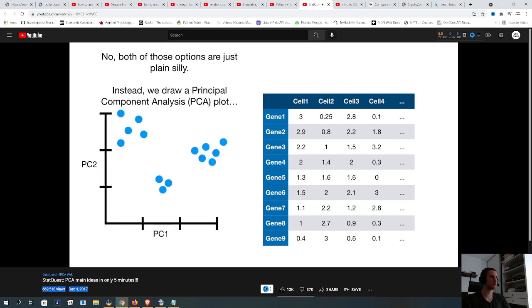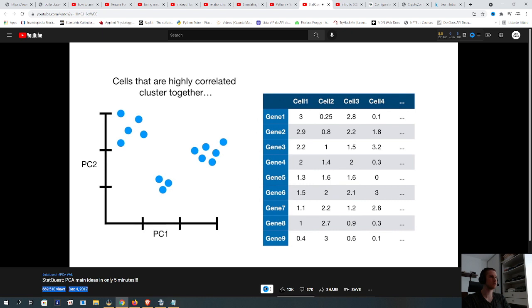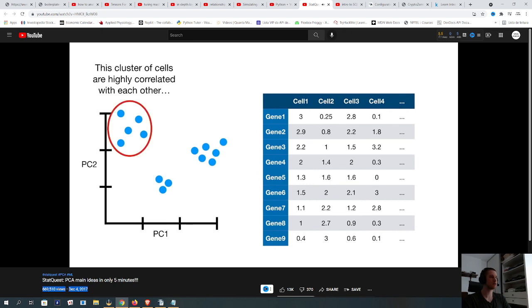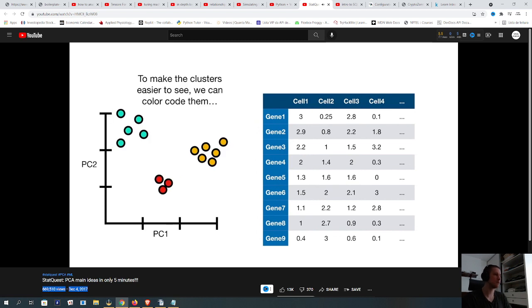Instead, we draw a principal component analysis, or PCA, plot. A PCA plot converts the correlations, or lack thereof, among the cells into a 2D graph. Cells that are highly correlated cluster together. This cluster of cells are highly correlated with each other. So are these, and so are these. To make the clusters easier to see, we can color code them.